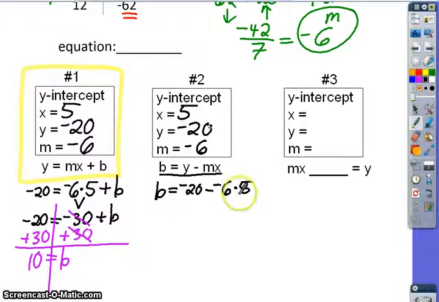I went from here to here. What did I just do? From this step to this step, what did I just do? Who can tell me?